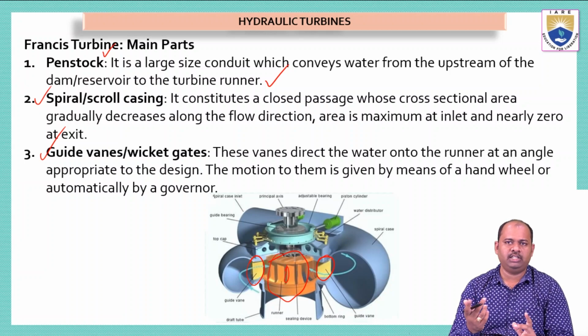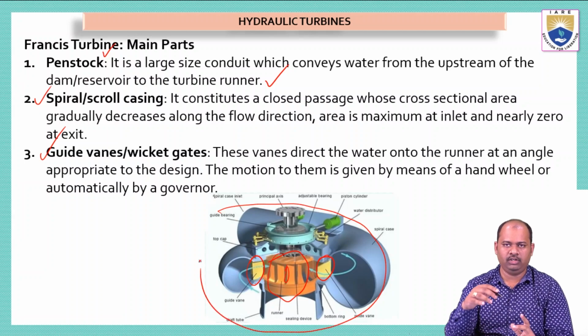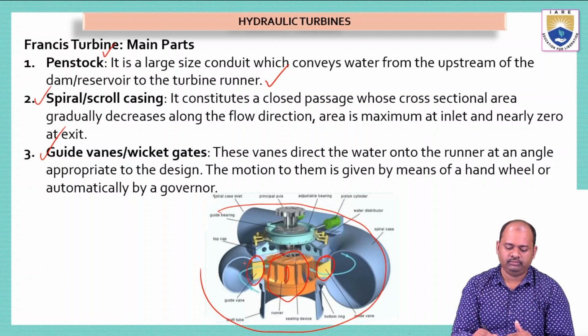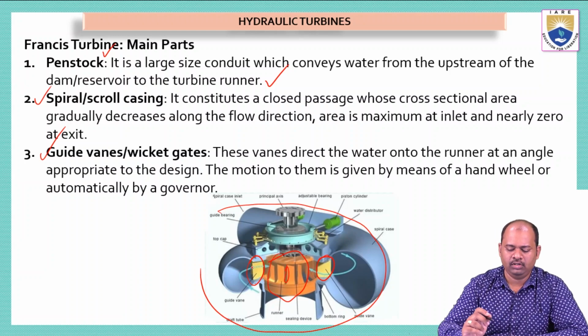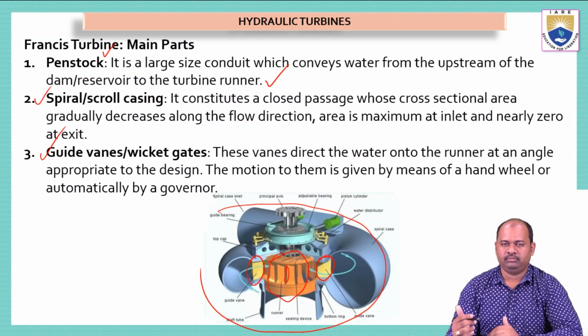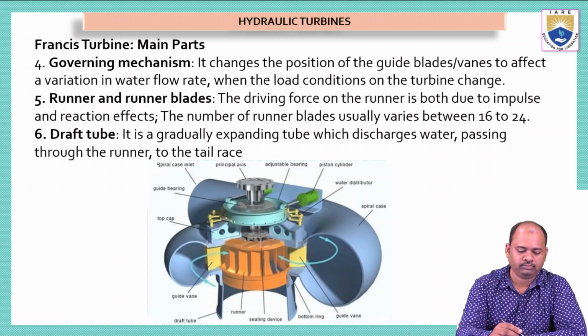When the water is flowing into the spiral casing like this, the water will go on rotating around the runner. This water will be directed into the runner through the guide vanes. So this yellow colored part is called guide vane. The function of this guide vane is to make the water enter into the turbine in an effective way. Okay, so these are the three main parts, and we have some more parts here.